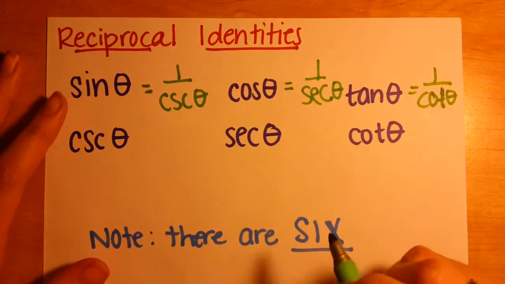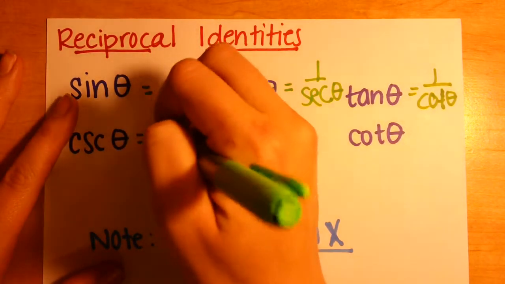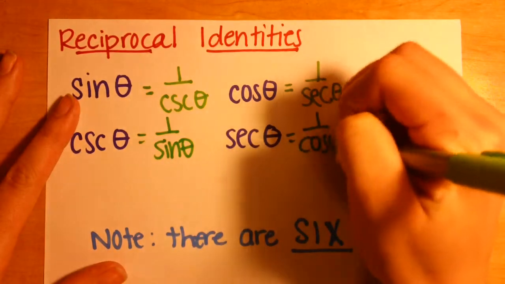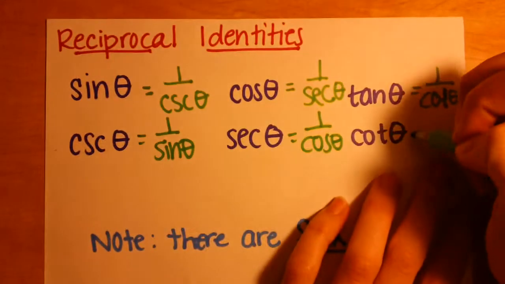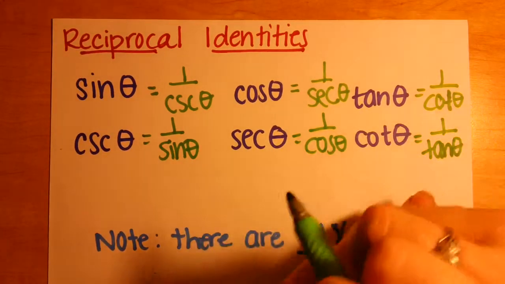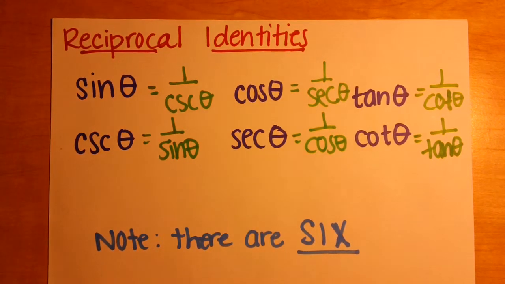Cosecant is the same as 1 over sine. Secant is the same as 1 over cosine. And cotangent is the same as 1 over tangent. So again, these are ones we've seen and used before, and you need to have these memorized. And so there's going to be 6 of those.